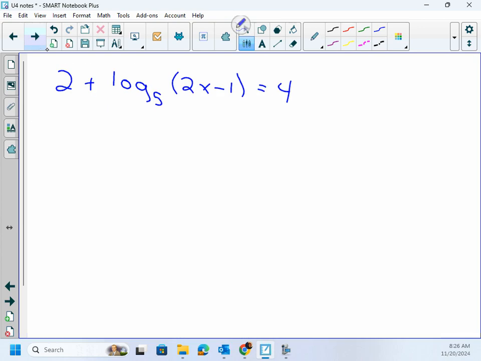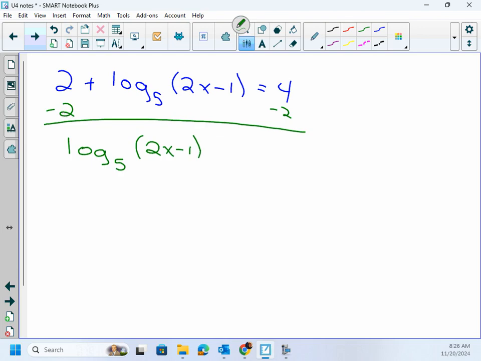So again, I need to isolate the log term. So I'm moving the 2. And notice that it's not isolating the log term in terms of the 2x minus 1. I'm not isolating x. I'm isolating the log term. So the log itself is by itself on one side, and it is right now. So I'm going to take it out of log form and put it in exponential.